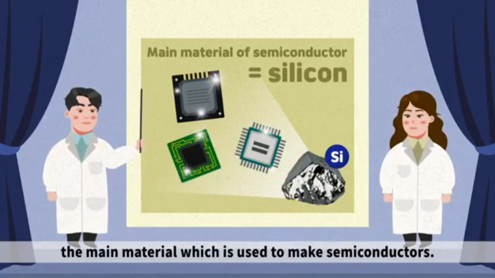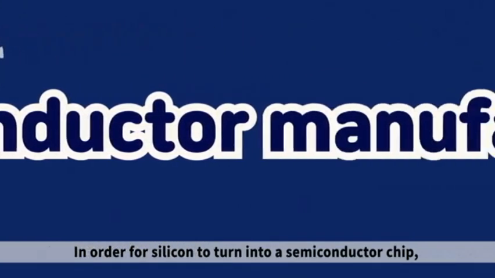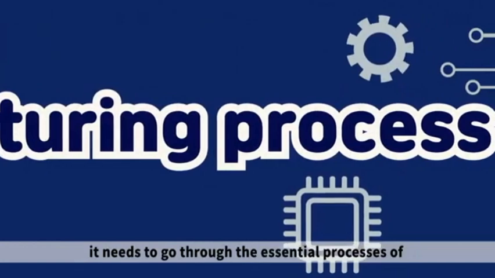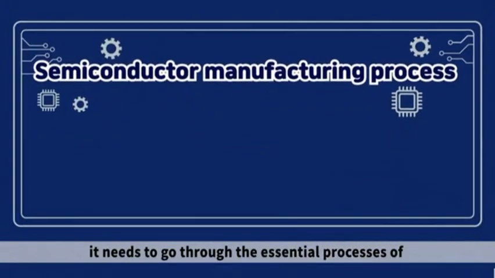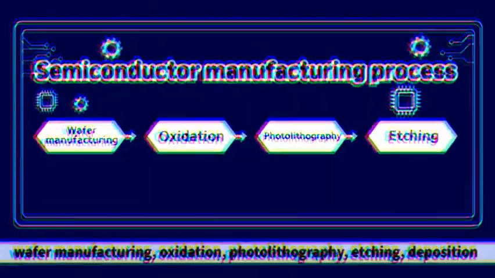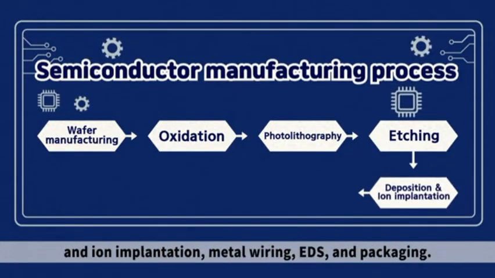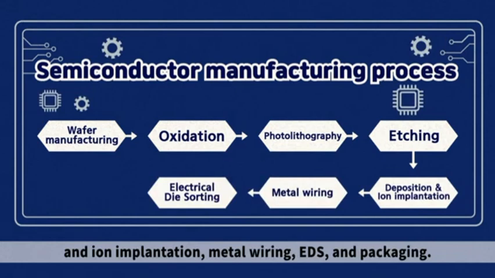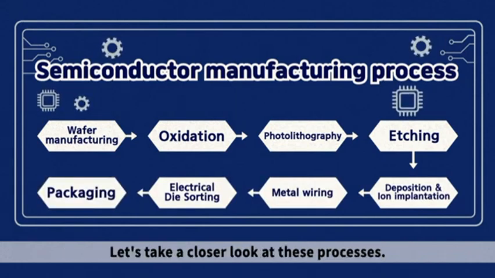used to make semiconductors. In order for silicon to turn into a semiconductor chip, it needs to go through the essential processes of wafer manufacturing, oxidation, photolithography, etching, deposition and ion implementation, metal wiring, EDS, and packaging. Let's take a closer look at these processes.